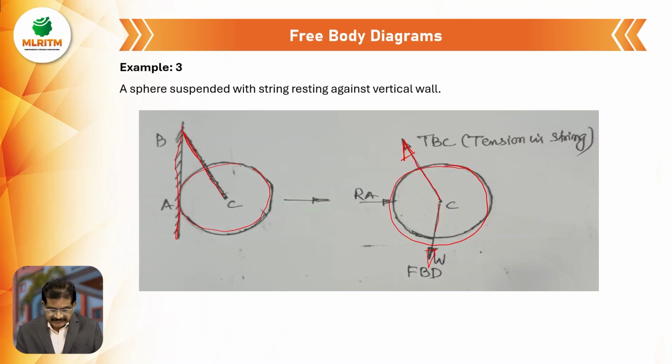Next one, it is supported by a wall. This is supported by a wall, so this is called the reaction at A. This is reaction at A. Now this is the drawing of the free body diagram of the given suspended sphere against a vertical wall.